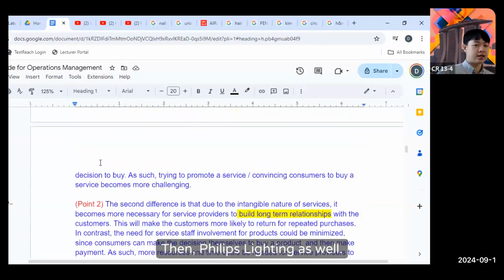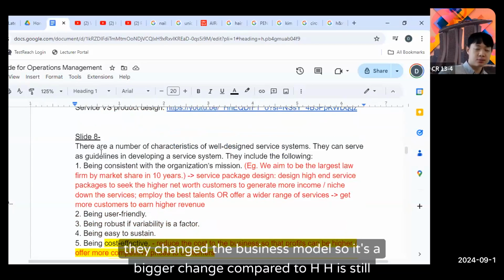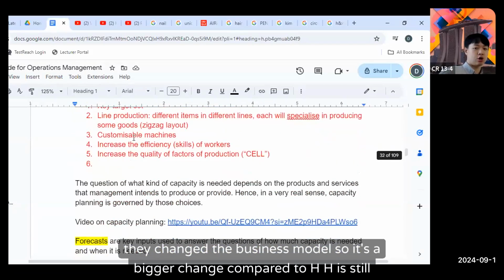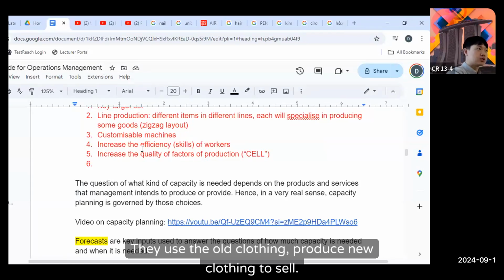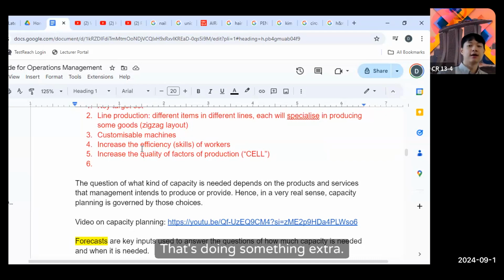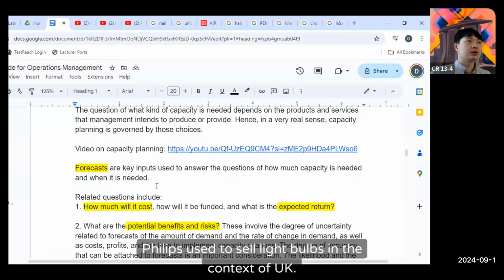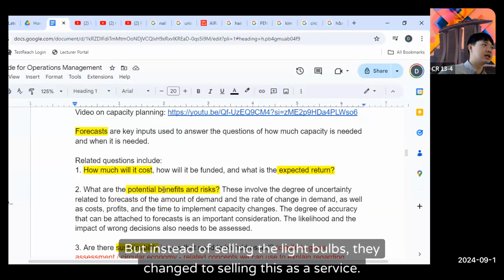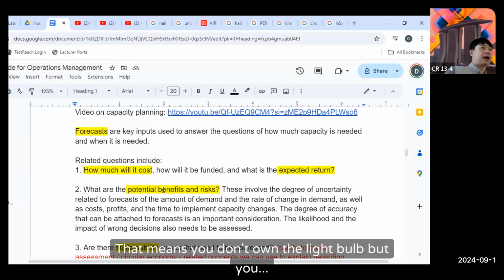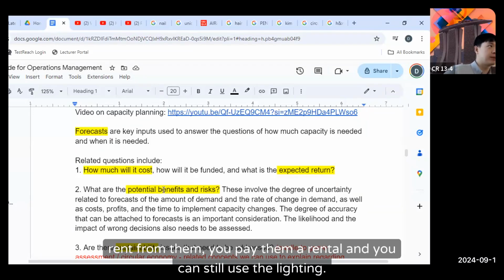Then Philips Lighting as well. They changed the business model, so it's a bigger change compared to H&M. H&M is still selling the same thing, but they add in an extra component. They use the old clothing, produce new clothing to sell, right? That's doing something extra. Philips used to sell light bulbs, in the context of UK. But instead of selling the light bulbs, they changed to selling this as a service. That means you don't own the light bulb, but you rent from them. You pay them a rental, and you can still use the lighting.